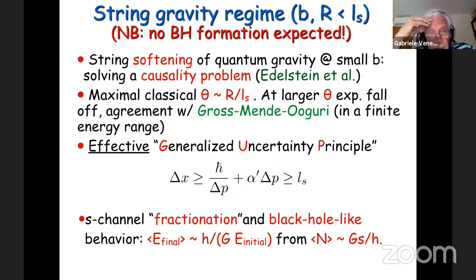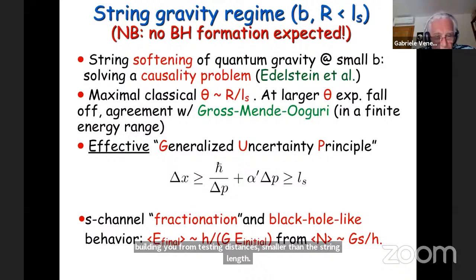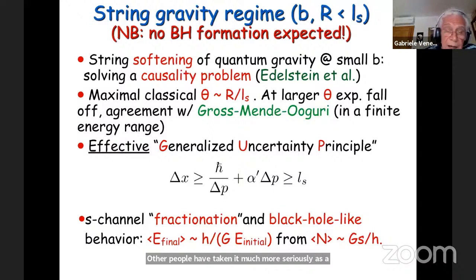range. I should stress that if you go to sufficiently high energy, then fixed angle is not controlled by short distance physics. We also saw the emergence of what I personally consider an effective generalized uncertainty principle, forbidding you from testing distances smaller than the string length. Other people have taken it much more seriously as a modification of quantum mechanics. I didn't. And I want to emphasize particularly that there is an S-channel analog of what I call fractionation or degradation, I don't know what to call it, and black hole-like behavior.